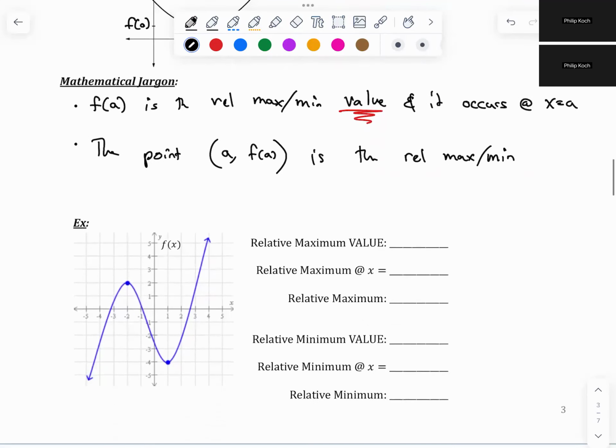So, for example, on this one, how many relative maximums are there? Just one. There's only one hill, and there's one valley. So there's one relative maximum, one relative minimum. I'll color code them. I'll do relative maximums in green, and I'll do the other ones in red.